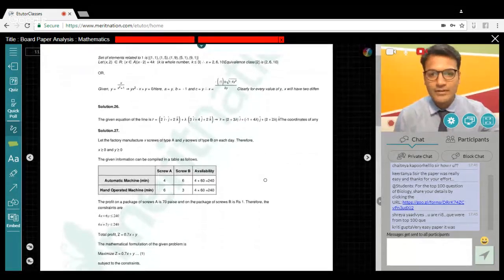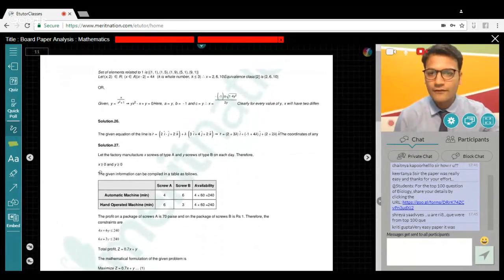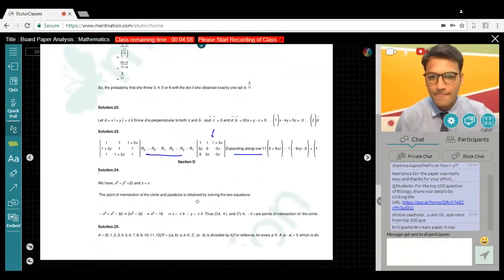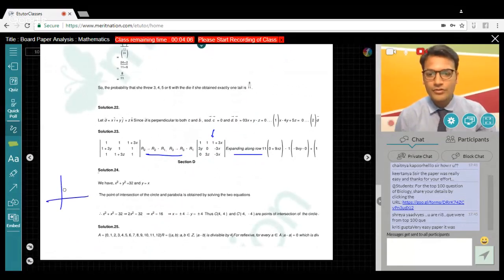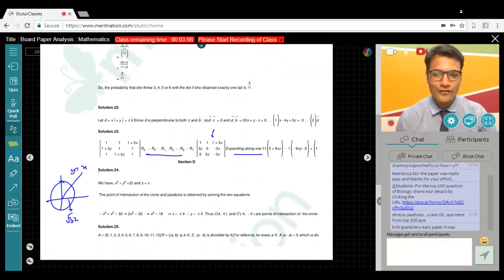So question number 20. You know that there is a circle like this. This will be the equation y is equal to x. So this is x square. So don't take the radius to be 32. Radius is square root of 32. This will be the point of intersection, 4, 4. You can directly solve the question with 4, 4.